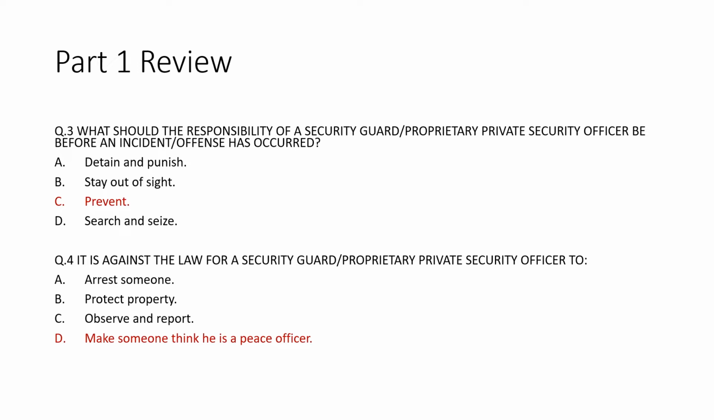So question 3, the primary role of a security officer is always prevention. That's C. And it is against the law for a security officer to make someone think he or she is a peace officer. So a peace officer, guys, is a police officer. It's a law enforcement officer. So you can never imply that you are a police officer, and that actually goes beyond just saying you're a cop. And that is D.